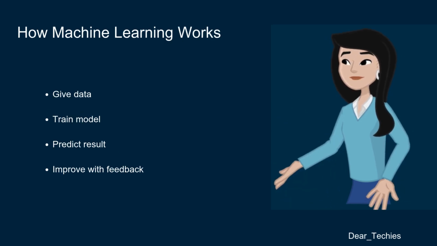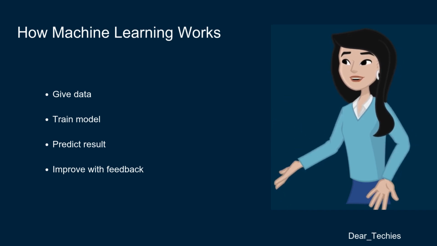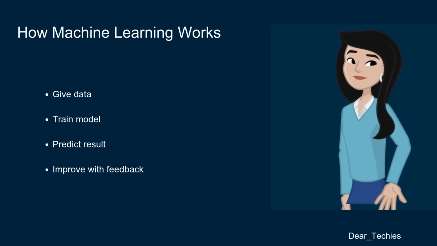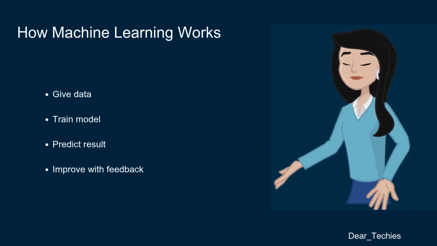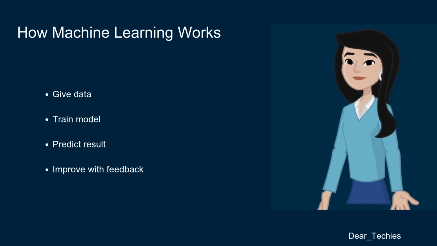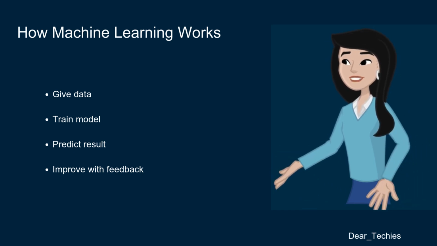Machine learning follows a simple process. Step 1, you give data. Step 2, the model learns from that data. Step 3, it predicts or classifies something. Step 4, you improve it with feedback. This works well when the problem is simple and the data is not too large.